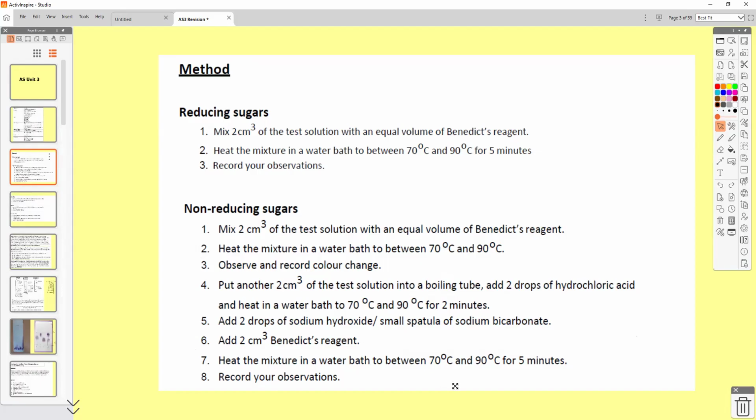Again, put in a water bath. Again, you're looking for the same color change. So from your blue to green to orange to brick red, depending on the amount of sugars present. Okay. The Benedict's test is an example of a quantitative test. So it gives you, depending on the color, the idea of the quantity of sugar within your sample.